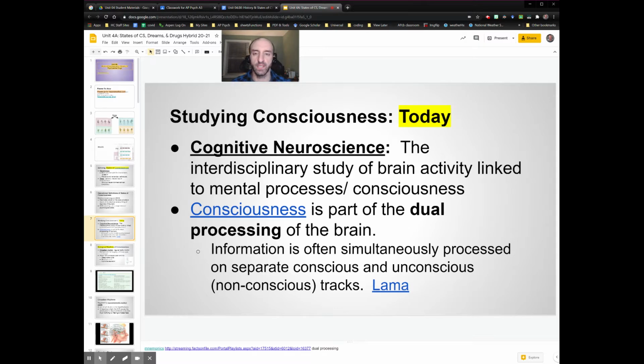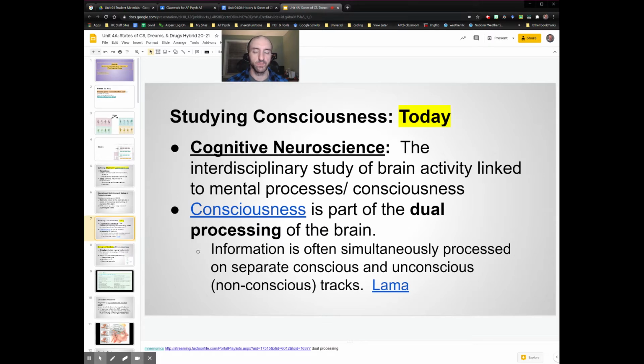So we're taking in information that we're aware of on a conscious track, and then also information on a non-conscious track. I don't usually like to say unconscious because later on in the course, when we talk about Freud, he talks about the unconscious. It gets a little bit confusing. I think it's better as conscious and non-conscious.